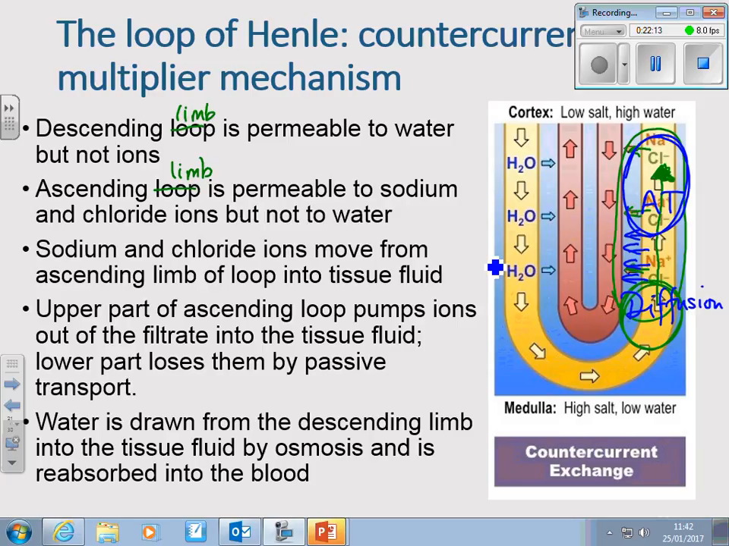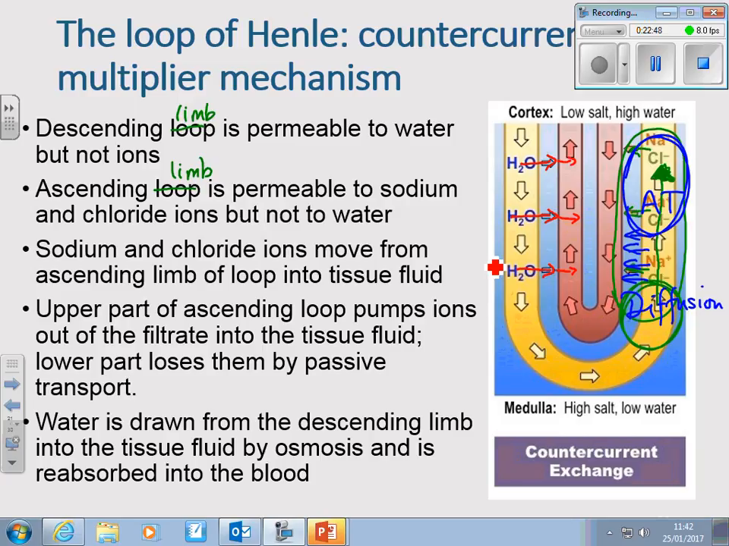So what's happened to the water potential? If we've pumped sodium and chloride into it, its water potential will drop. So we've reduced the water potential. It's now concentrated. That increased concentration, or reduction in water potential, means that water is going to be drawn out of the descending limb. So water comes out into this space to try and dilute the sodium chloride, and in doing so it ends up going back into the blood.